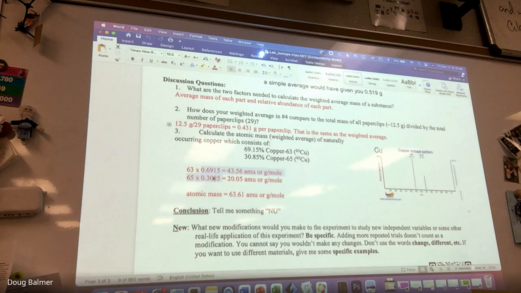Okay, group 3, something new or uncertain? Well, we said that you're still confused about calculating the average, but it makes sense now? You take a percentage times a mass or whatever you're calculating.